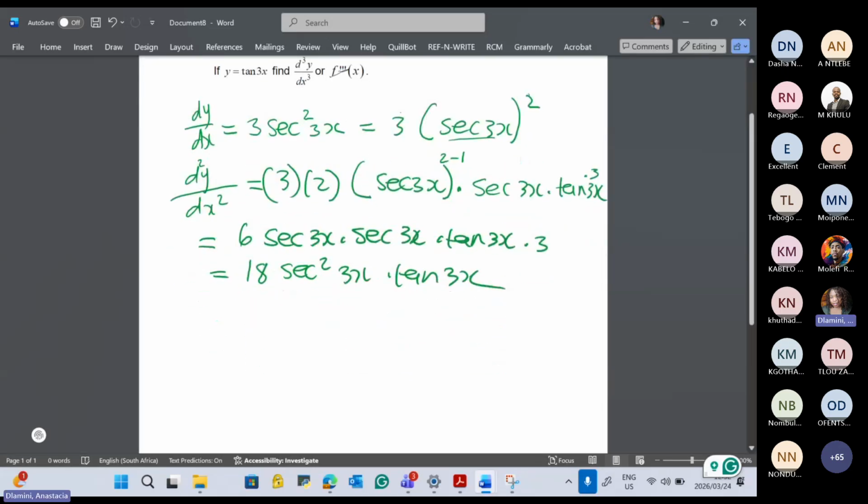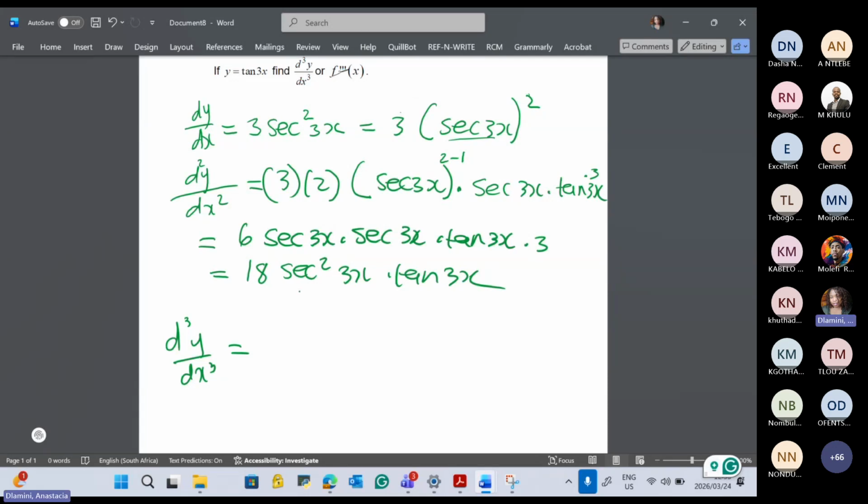Now we are not done. We want to find the third derivative, d cubed y over dx cubed. What is the answer? We resort to the product rule. Thank you. We do the product rule.